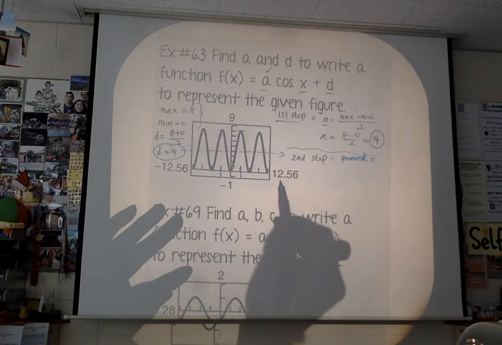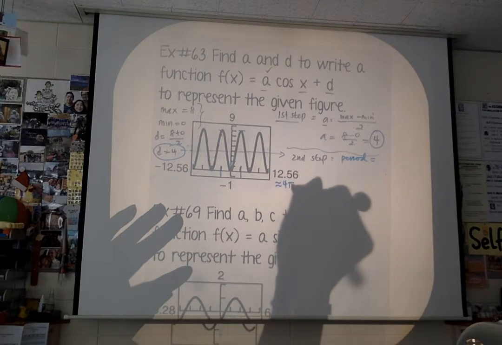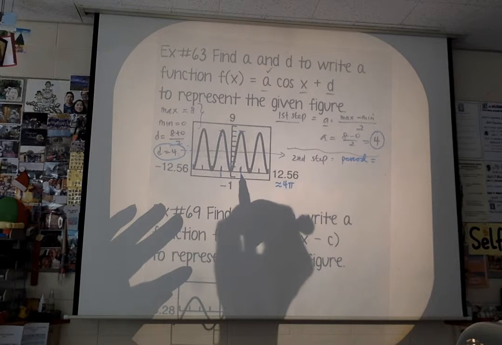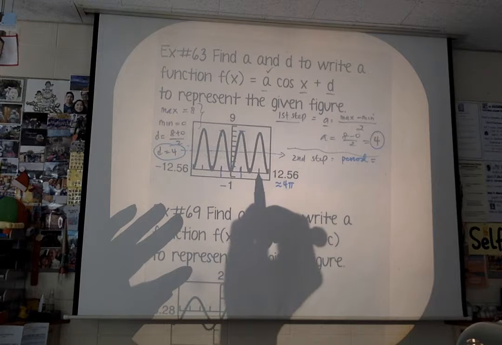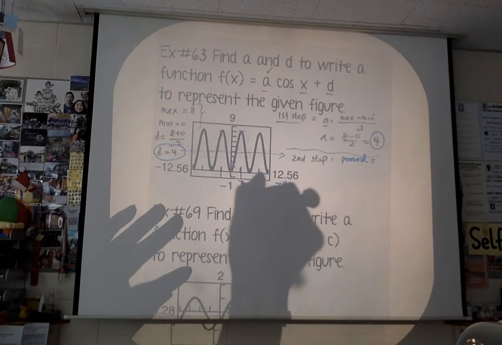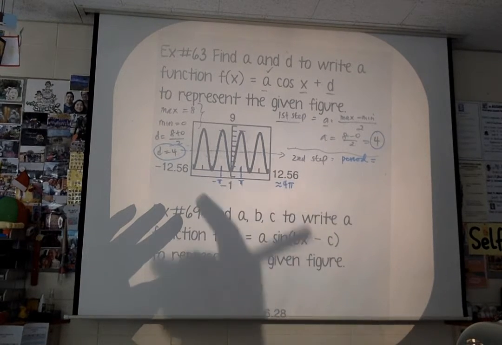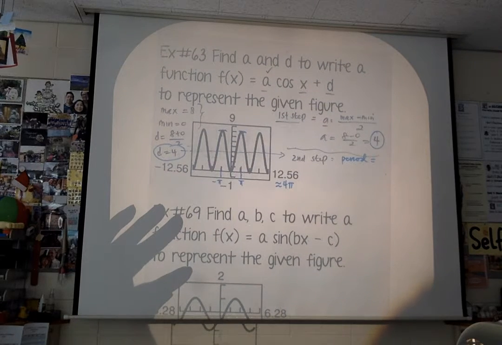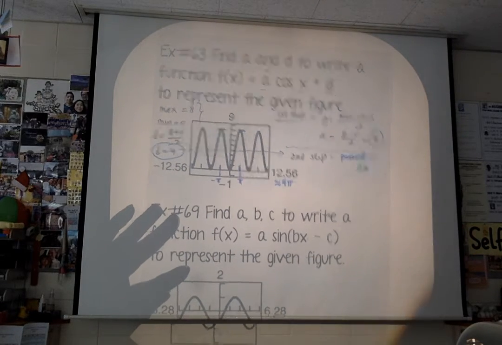And this is 12.56. Isn't that about 4 pi? So what is this guy telling you? That must be 2 pi. This must be pi. Because it's 1, 2, 3, 4 pi's, right? So this must be a pi. This is negative pi. So that, oh, our period is 2 pi, because max to max, right? Max to max is 2 pi. Okay, so does that make sense? 2 pi? Okay, or min to min.